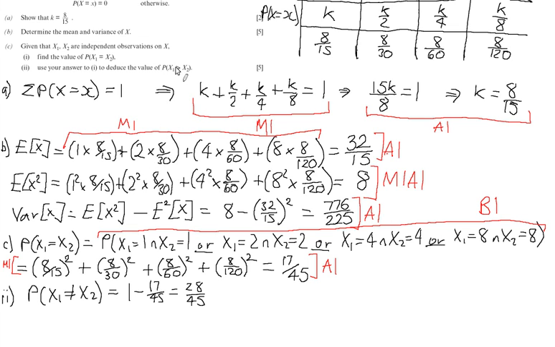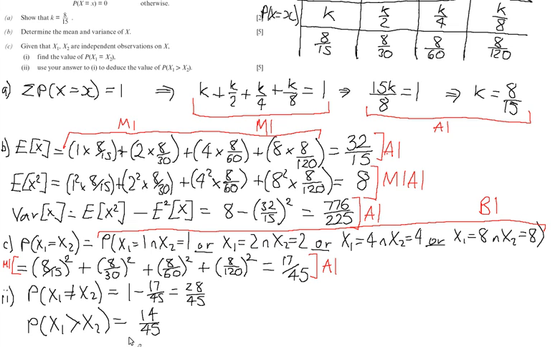The number of times that x1 is greater than x2 is also equal to the number of times that x2 is greater than x1. So in other words, half of these occasions where x1 is not equal to x2, x1 is greater, and half of the occasions x2 is greater. So then this leads to the probability that x1 is greater than x2 being equal to 14/45.